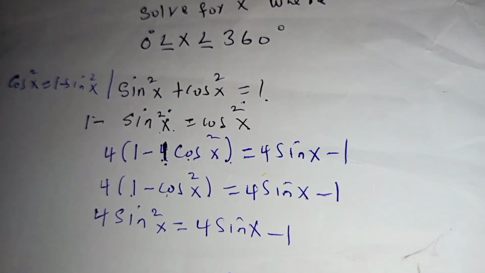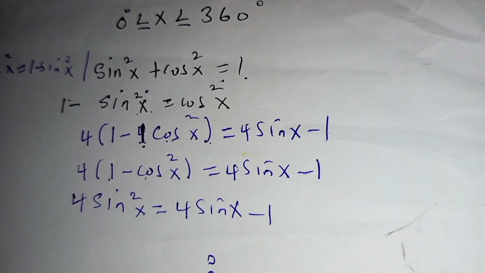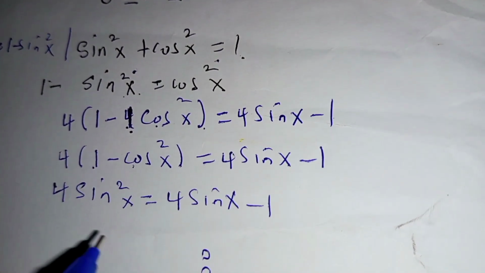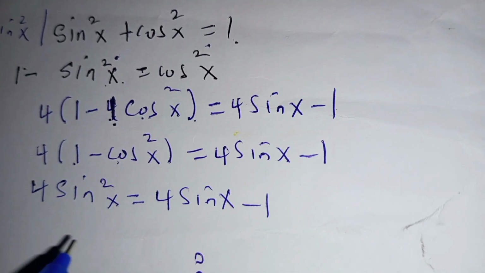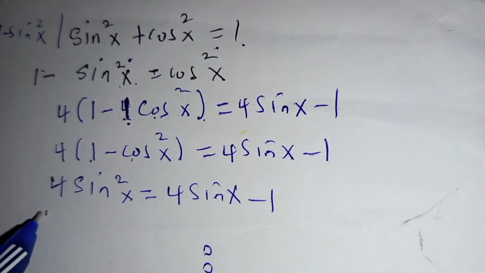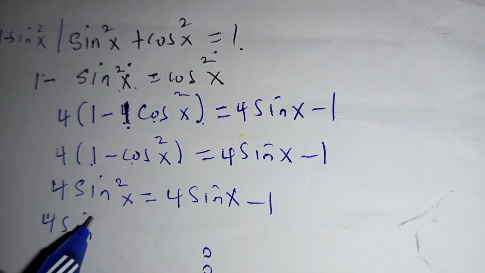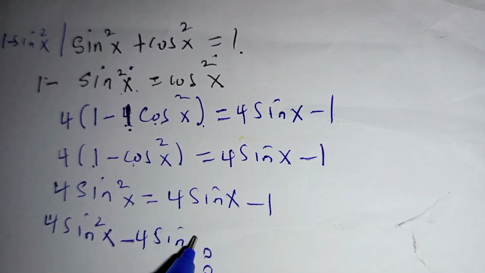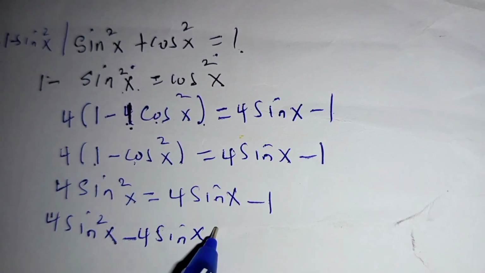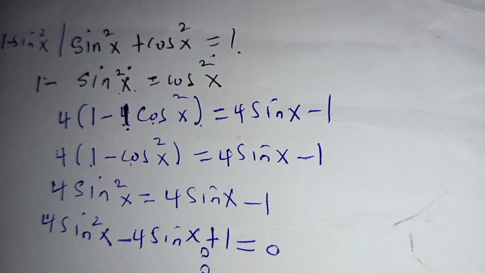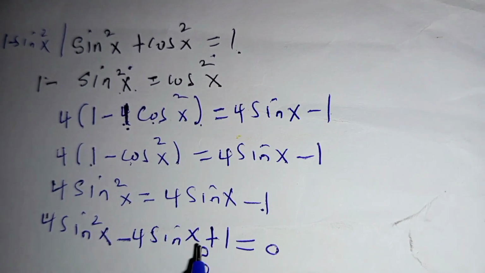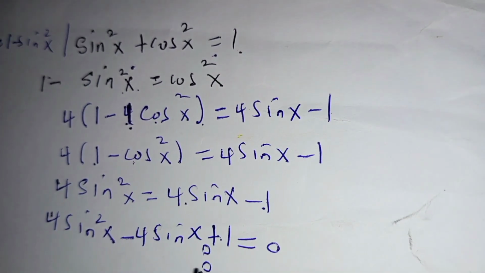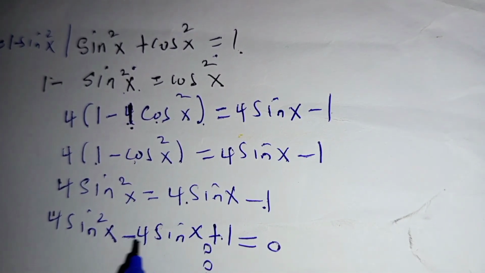Now, taking whatever is on the right hand side to the left, we shall have 4 sin squared of x minus 4 sin x plus 1, which is equal to 0. When you take negative to the left, it becomes positive. This positive to the left, it becomes negative.